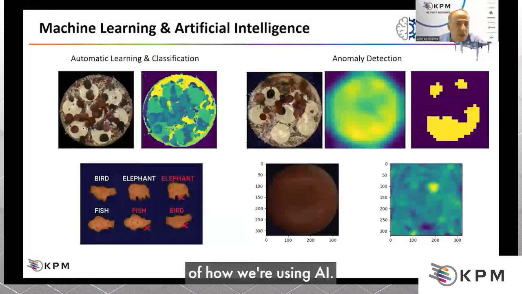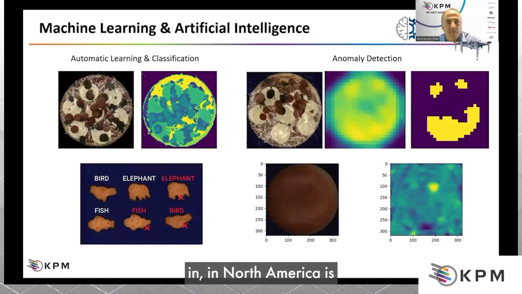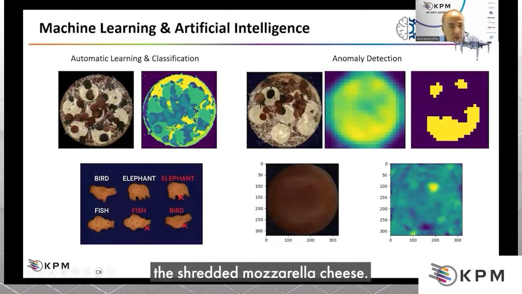Here's some examples of how we're using AI. For example, we do inspection systems for fully topped pizzas. And you can see here, the number one complaint of pizza manufacturers in North America is my pepperoni pizza does not have enough pepperoni on it, based on the photograph on the box. So this sort of technology is going to allow us to pretty quickly assess how many slices of pepperoni are on a pizza, and is that acceptable or not acceptable? And you can imagine a very complicated pattern here where you've got pepperoni, and in this case, it's a European product, mozzarella slices. We also have some tomato slices, and we have the loose shredded mozzarella cheese.